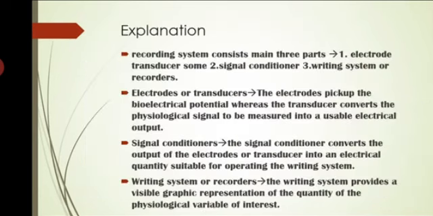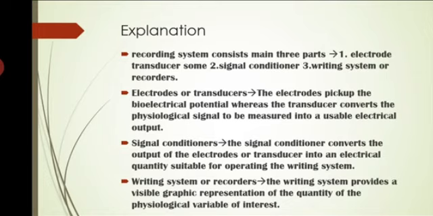Now we'll see the explanation. First, the recording system consists mainly of three parts. First, electrode transducer. Second, signal conditioner, and third, writing system or recorders. So now we'll see the electrodes or transducer.